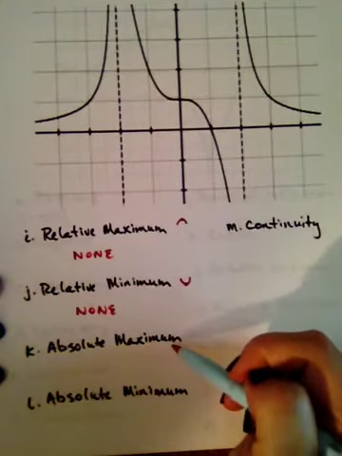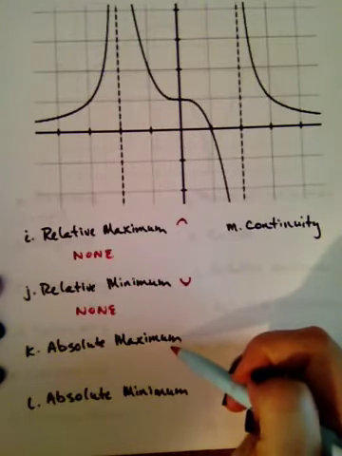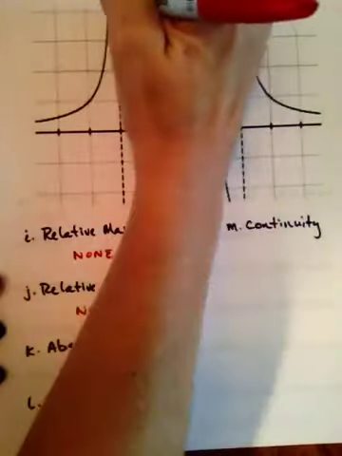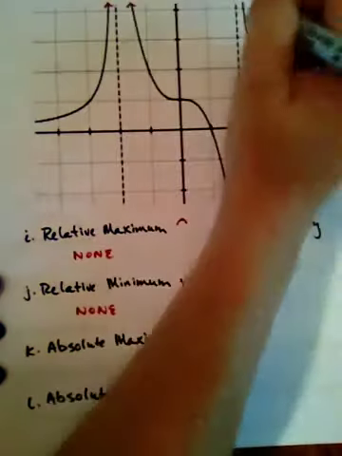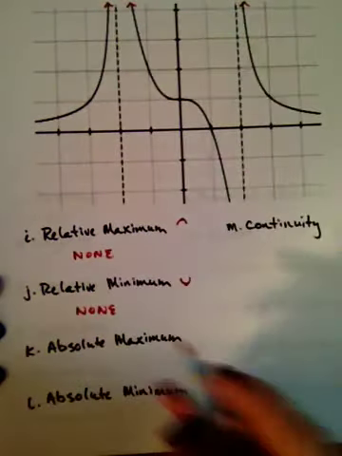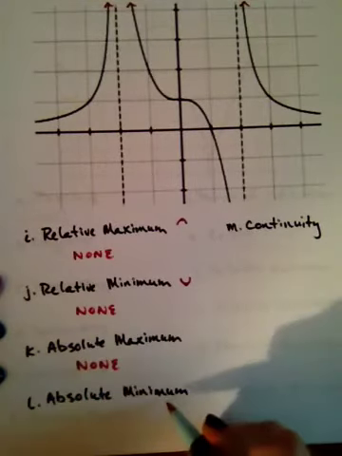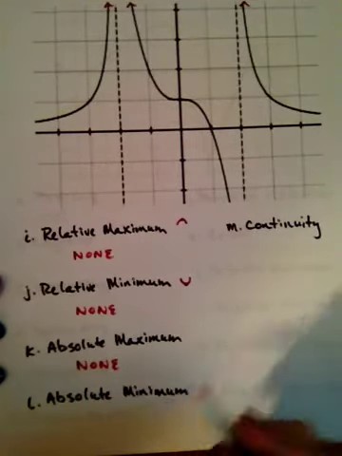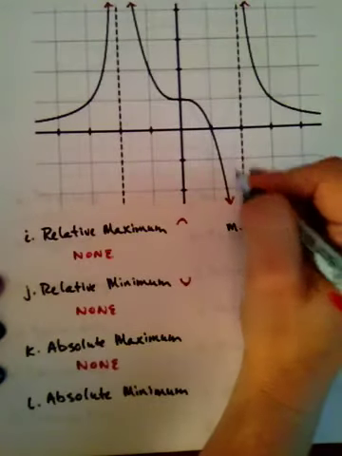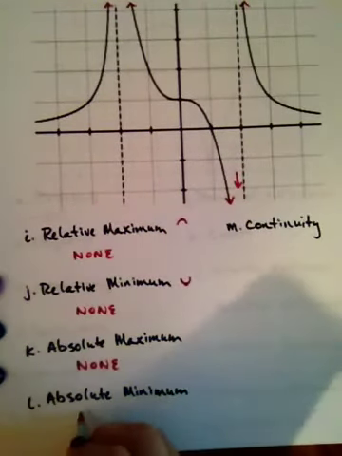Okay, an absolute max is just quite simply the highest point on the graph. And if you look at these graphs, they go up forever. So we don't have a highest point. Absolute min, the lowest point on a graph. If you look at this piece right here, it's going down forever. There is no absolute min.